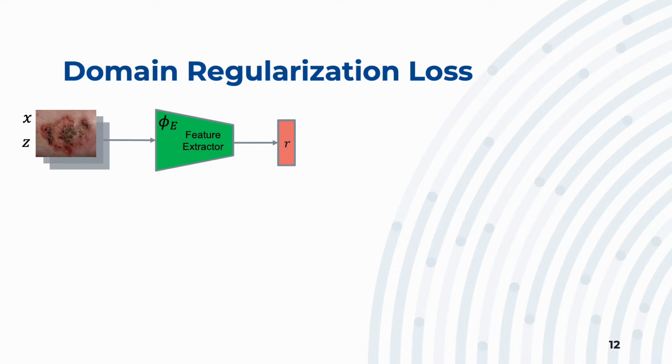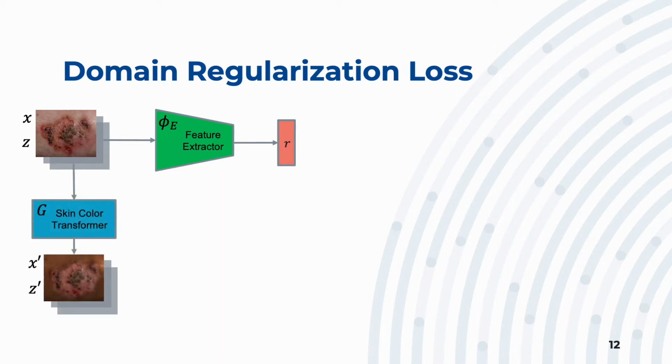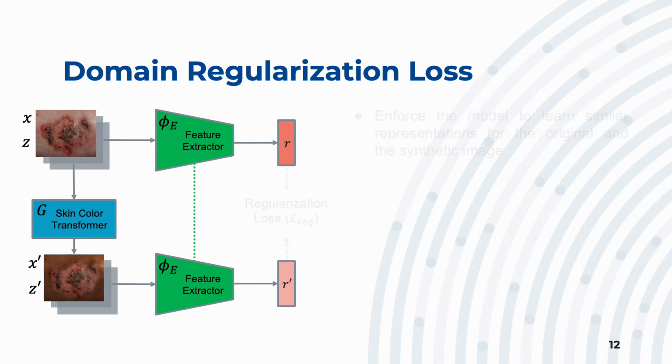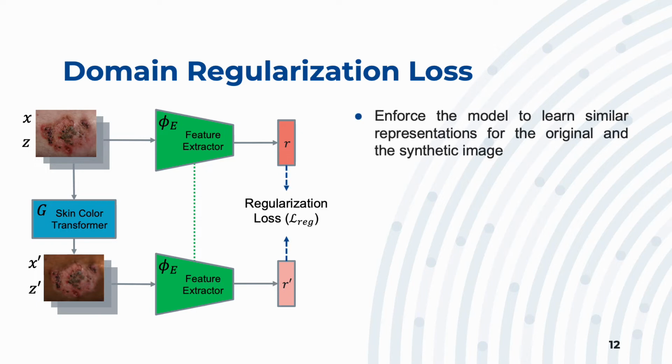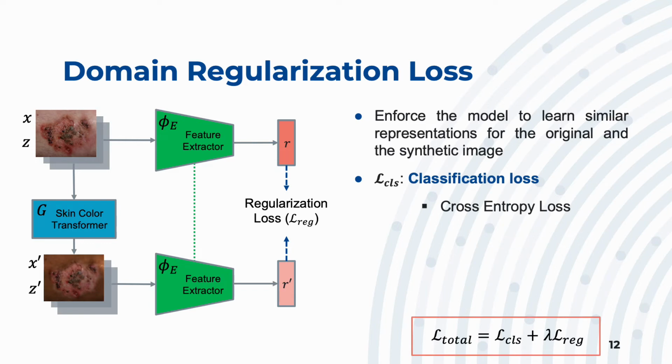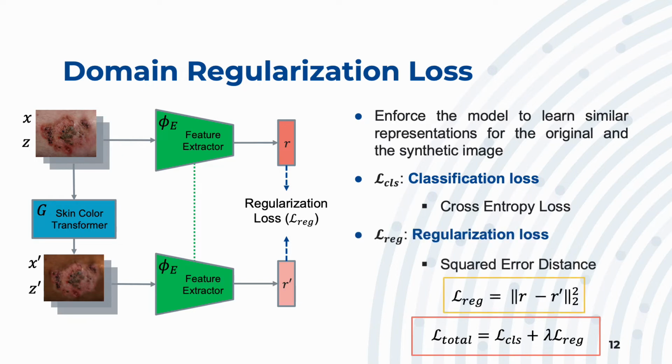After training the skin color transformer, for each input, we randomly transform its skin color and we obtain the latent representations of both the original and synthetic image. Then we enforce the model to learn similar representations for the original and synthetic image by defining a domain regularization loss. So we define our total loss term for the model's training process as a combination of the classification loss, which is the cross-entropy loss, and the regularization loss, which is the squared error distance between the latent representation R of the original image and R prime, the latent representation of the synthetic image.